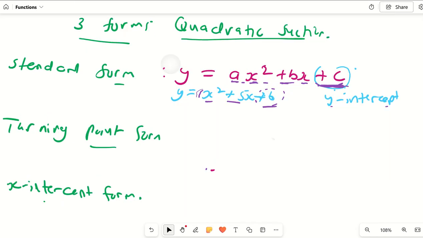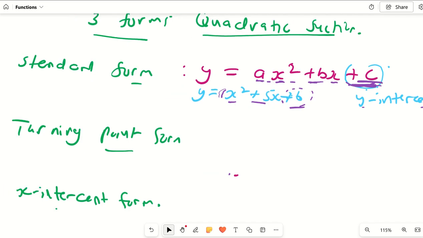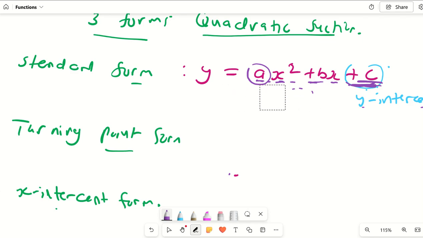So now that is the first bit of information you are able to get from the standard form. The second bit of information, as I said, there's 2. It is the value of a, right? If a is positive, is a positive number, your graph will smile. It will be U-shaped. It will be a smiling face. If your a is negative, your graph will frown, will be sad. Okay, so that's another bit of information you get from the standard form.